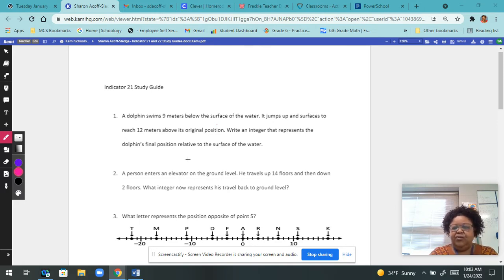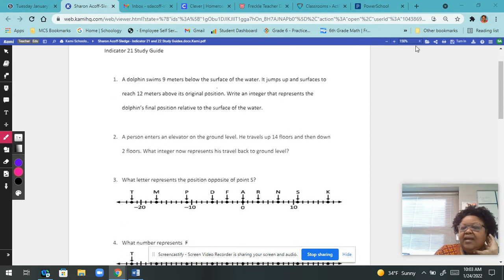Okay, so indicator 21, that remember that was positive and negative numbers. We can recognize how negative numbers are used in real life. So the first question on your study guide says, a dolphin swims 9 meters below the surface of the water. I'm going to underline below. It jumps up and surfaces to reach 12 meters above its original position. Write an integer that represents the dolphin's final position relative to the surface of the water.